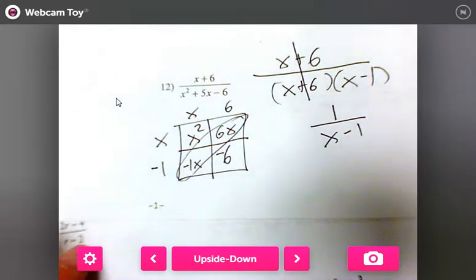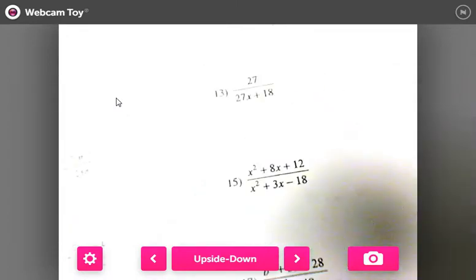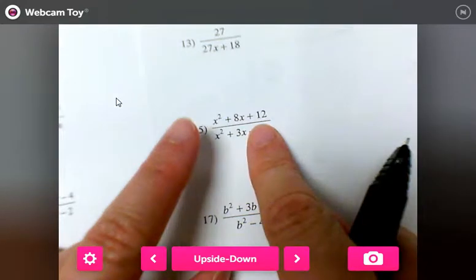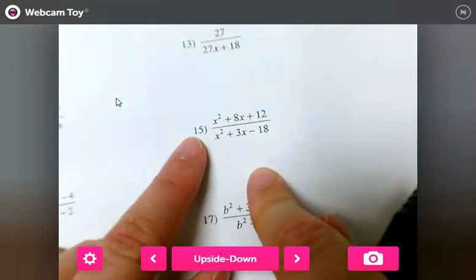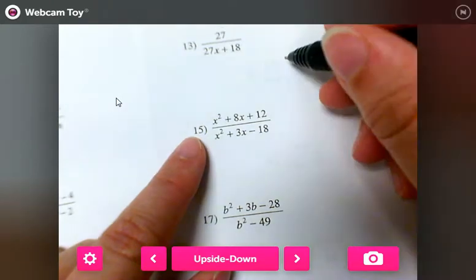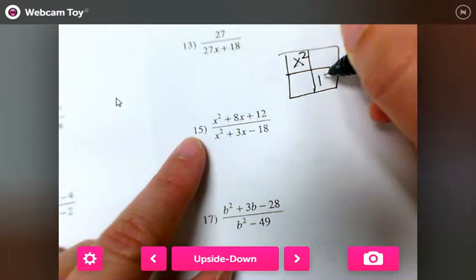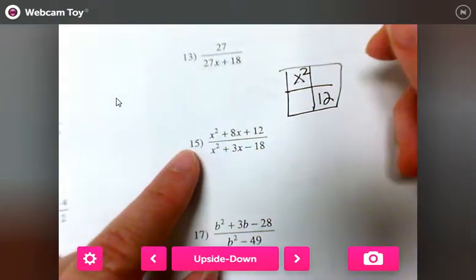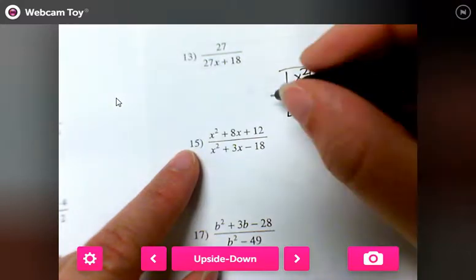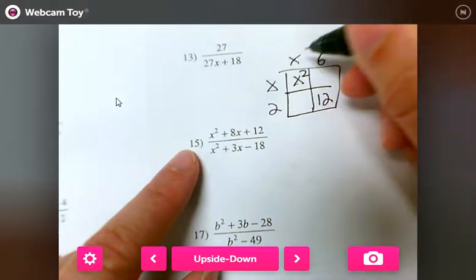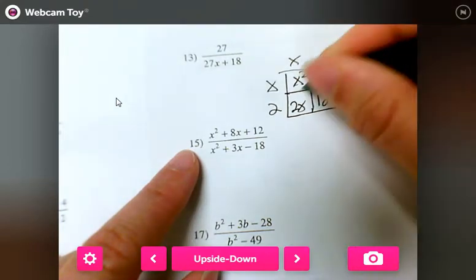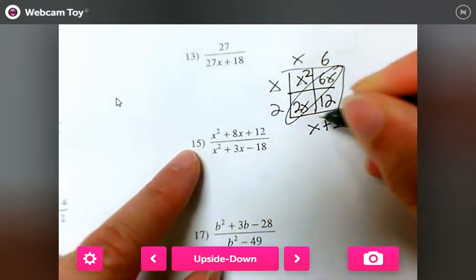Okay, let's turn it over. Let's look at number 15. I can factor, I believe, the top and the bottom. Okay? So first I'm going to do a little Punnett square for the top. What times what gives me 12 that will add up to 8? 4 and 3 adds up to 7. I want to add it up to 8. 2 and 6, right? So I get 6x and 2x. That adds up to 8x. So my top is x plus 2 times x plus 6.